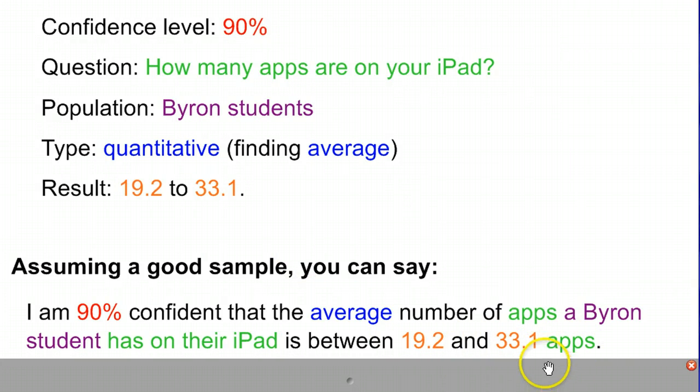Now when we're dealing with proportions, we're just talking about a percent of the population. Here we're talking about an average number of something, so we like to throw our units on at the end. So once again, I'm 90% confident that the average number of apps a Byron student has on their iPad is between 19.2 and 33.1 apps.